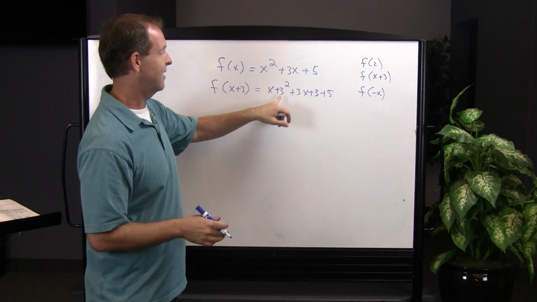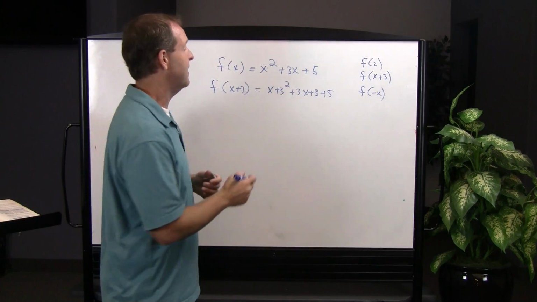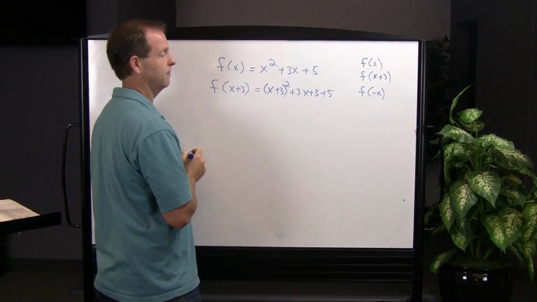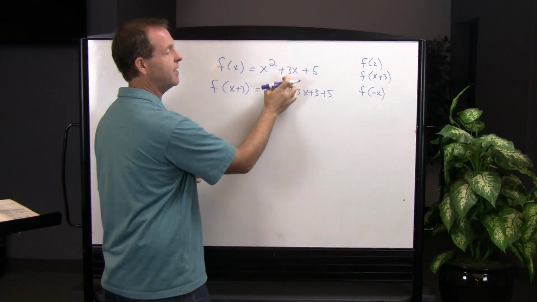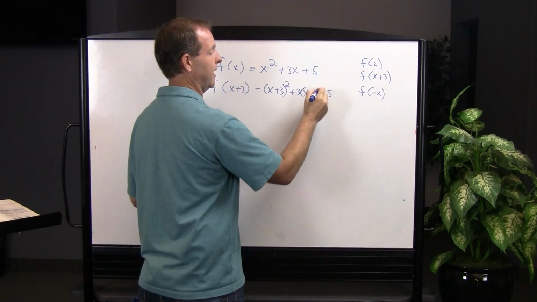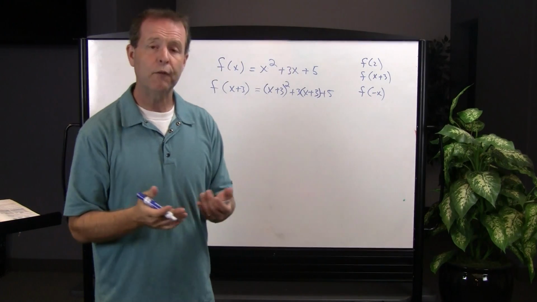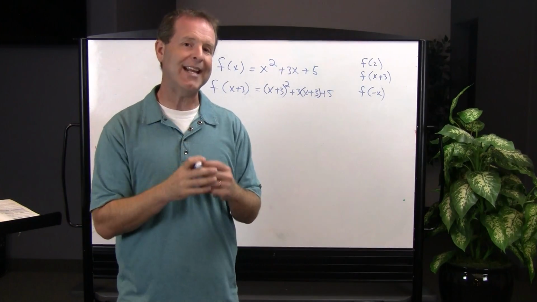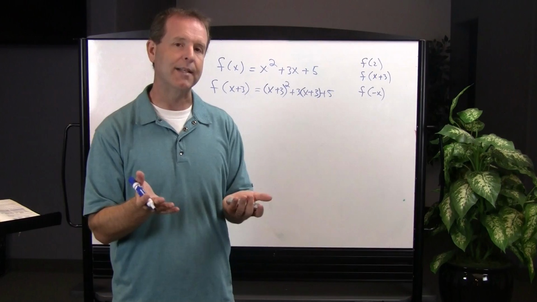First mistake is, it's just going to be a 3 squared. Well, really, it should be the entire x plus 3 squared. And likewise over here, it's 3 times the entire x plus 3 and plus 5. So therefore, you see why it's so important to maintain some parentheses when we're evaluating some functions.